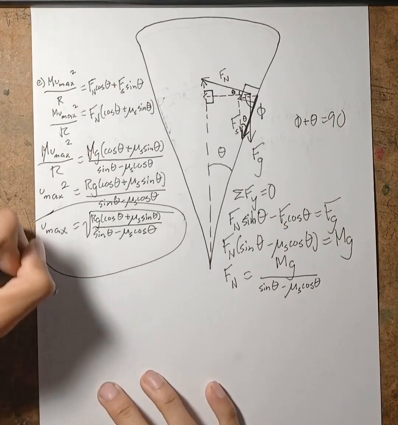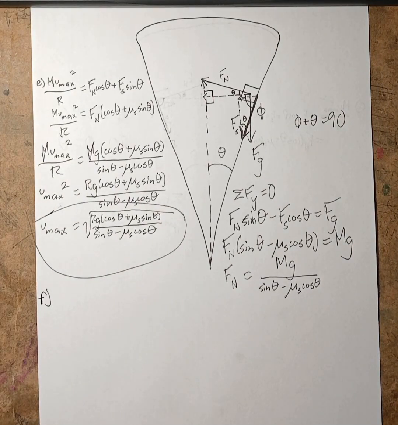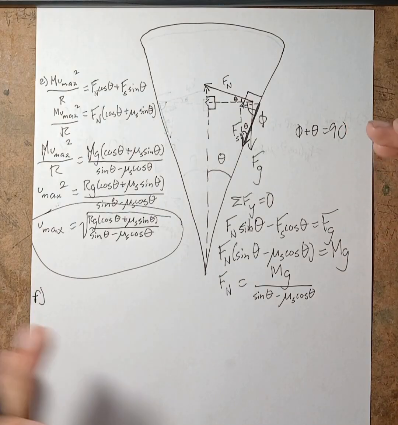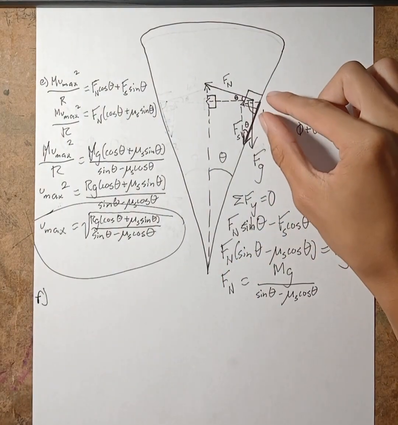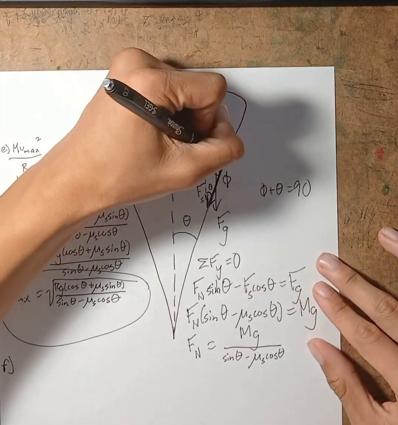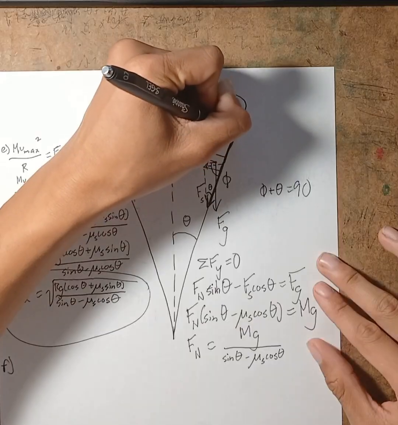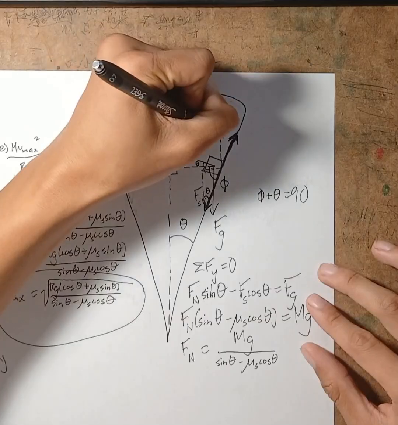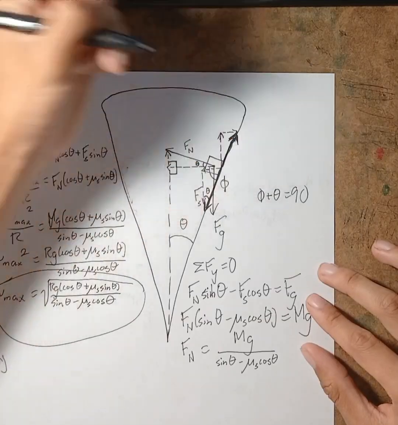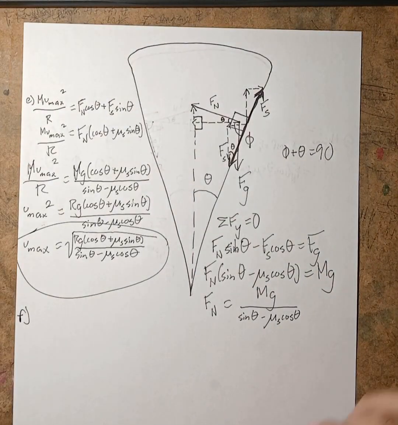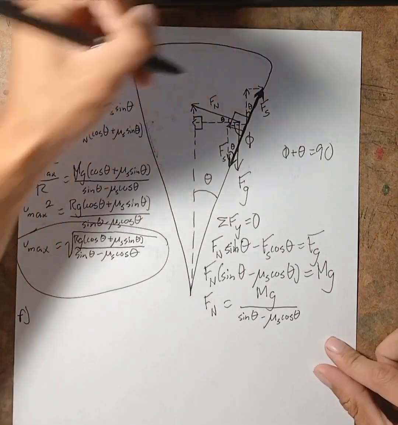Part F, derive the equation for Vmin. Now, in this case, since the car is going at its minimum speed, then Fs will have the tendency of pointing up the slope because we don't want the car to slip down off into the bottom of the cone. And so in this particular case, Fs will point up like that. Still has components. Vertical pointing up, horizontal pointing right. Call this Fs. And again, this will be theta.